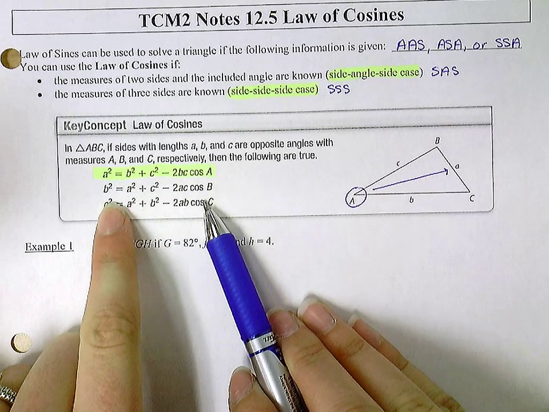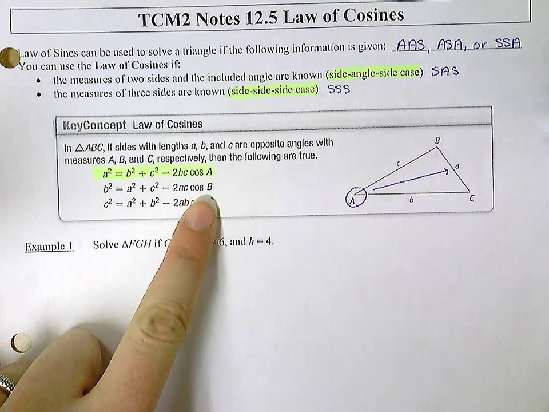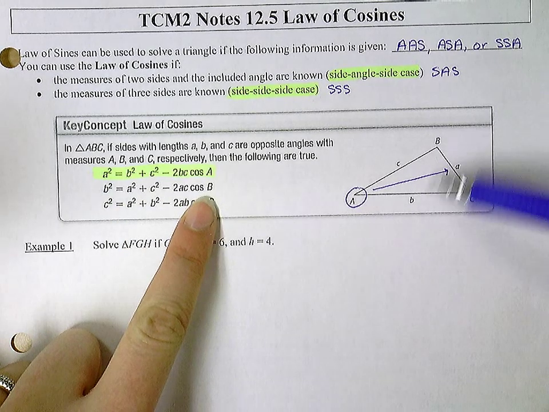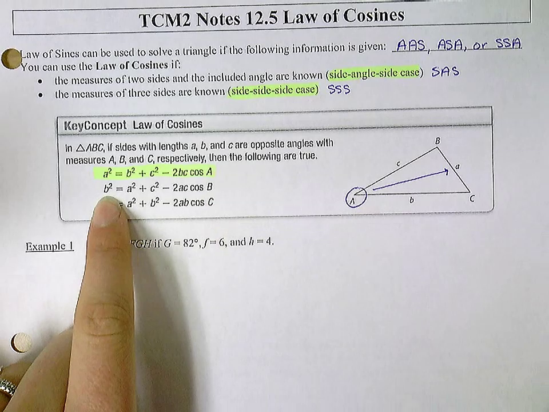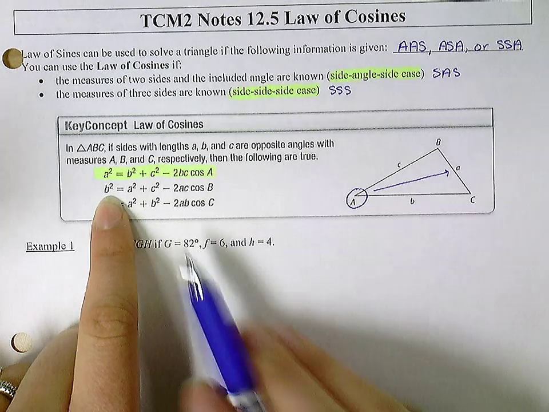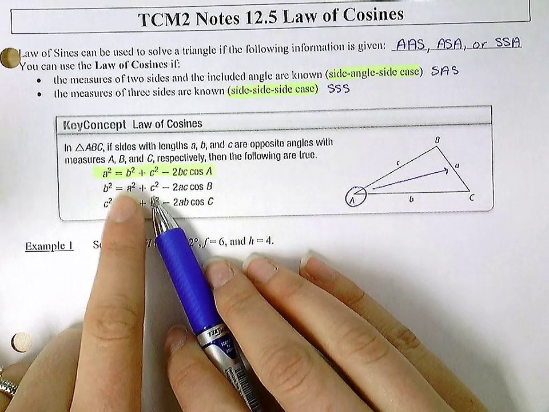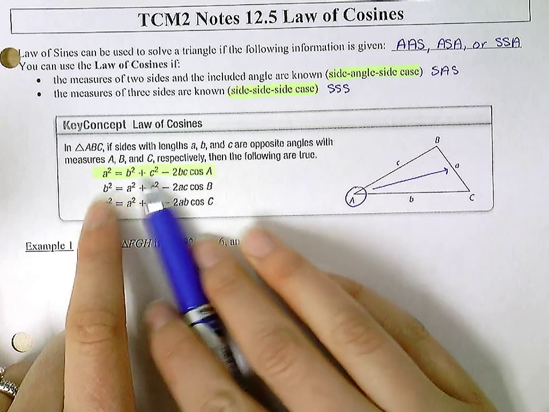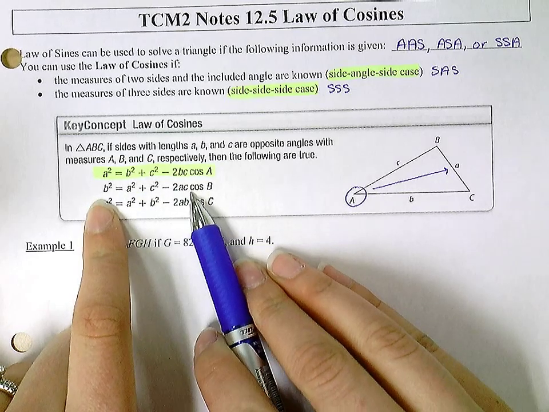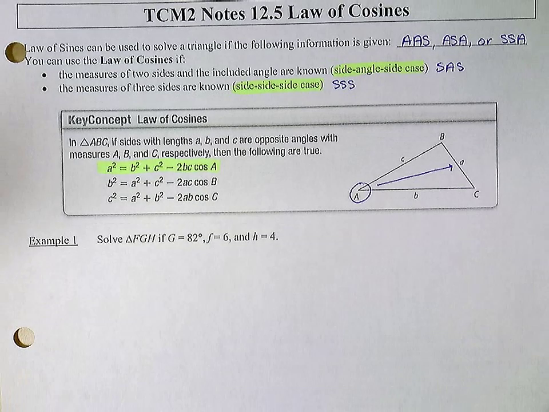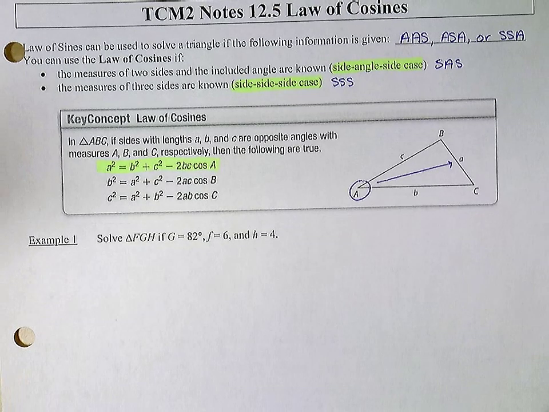If you look at the other two formulas, if you start at angle B, again, lowercase b is on that left-hand side of the equal sign. Your other two sides are a and c. That's what goes in this section here. So the opposite side is always on that left-hand side of the equal sign.